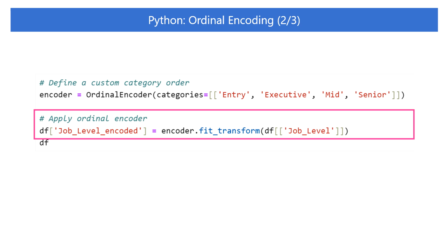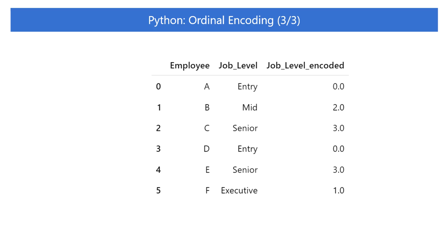Next, apply ordinal encoding to the job level column. Fit_transform is applied to the job level column, transforming each category into its corresponding numerical value based on the predefined order. The encoded values are stored in the new column, job level encoded, within the data frame df. The resulting data frame will include the original job level column and the newly encoded job level encoded column, where categorical values are converted into their respective numerical representations based on the specified order.